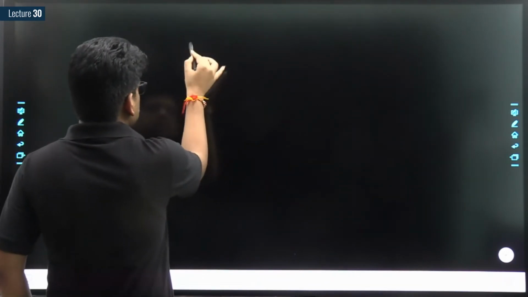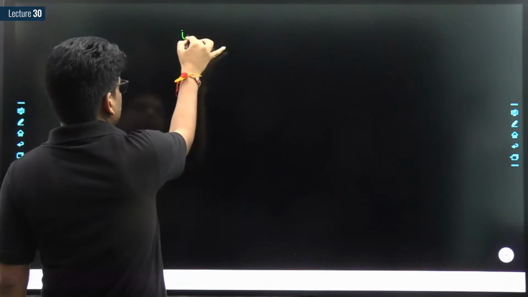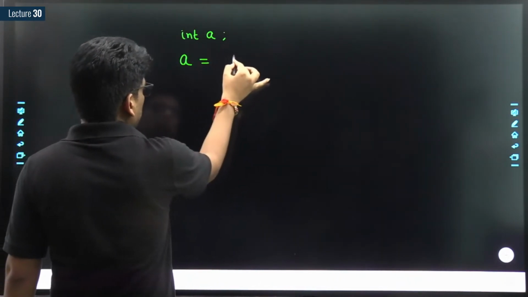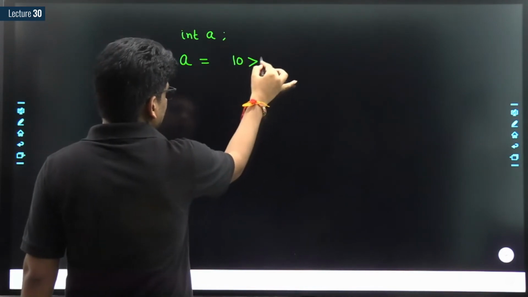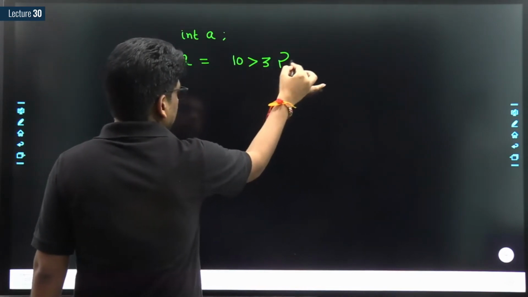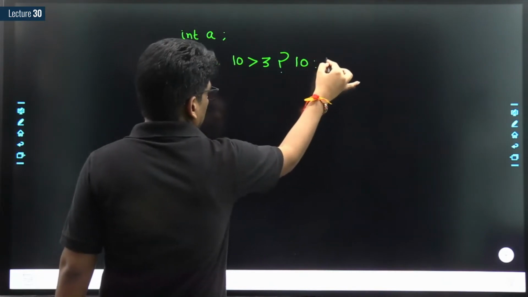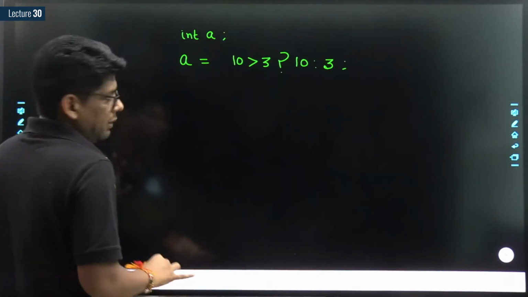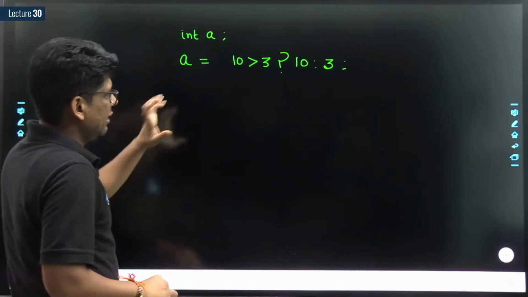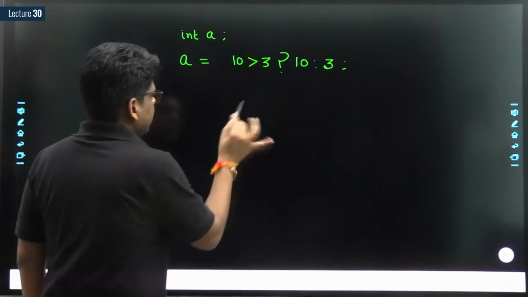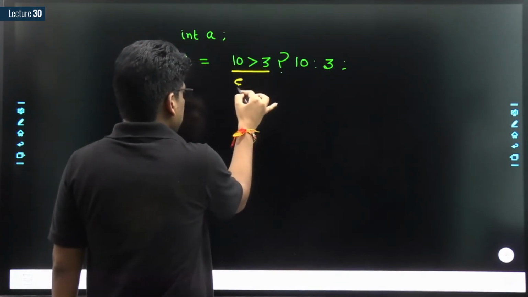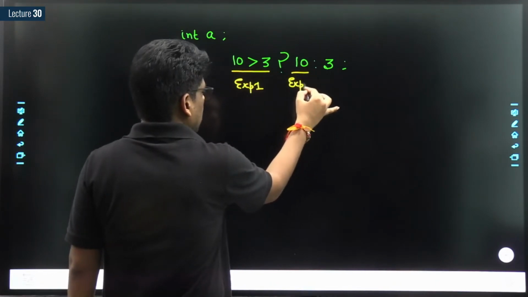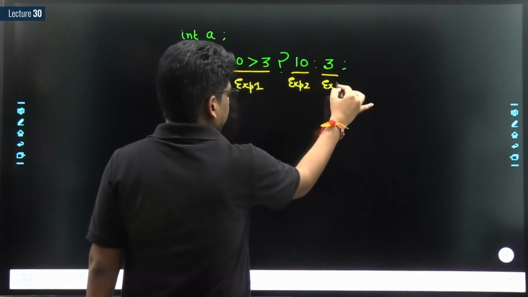Let's see an example. Sir, let us suppose I write int a, a is equal to 10 greater than 3 question mark 10 colon 3. Sir, firstly, what will happen? A variable is declared. Then we have a ternary operator. Sir, this is expression 1, this is expression 2, and this is expression 3.